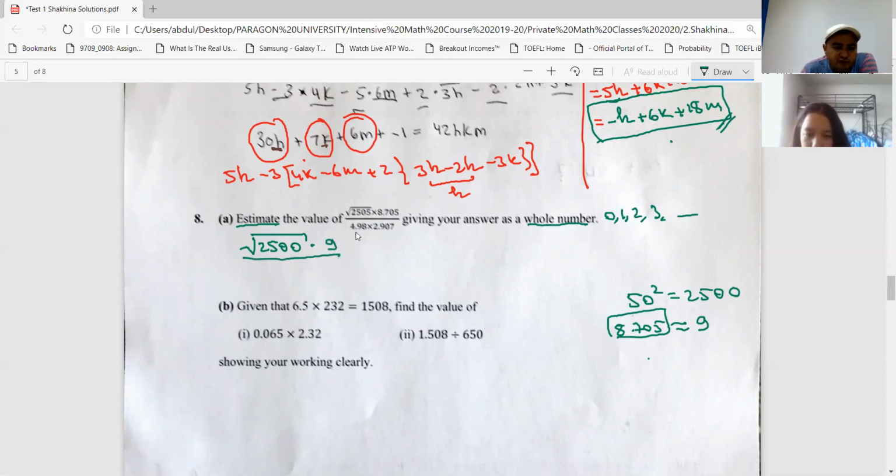Over, how about this 4.98? 5. 5 times, how about 2.907? 3. 3. Very good. So now square root of 2,500, that's equal to 50 times 9 over 5 times 3. Now if you divide 50 by 5, that's equal to 10. 9 divided by 3 is equal to 3. So that thing is approximately equal to 30.